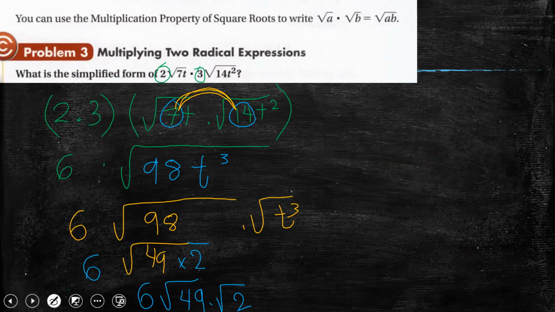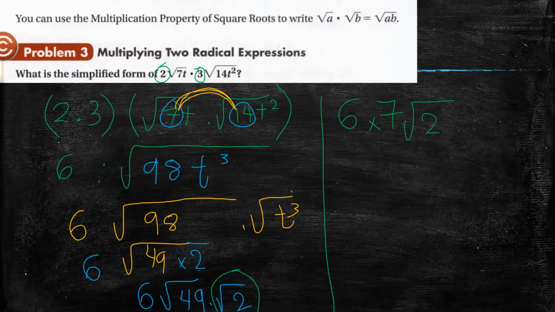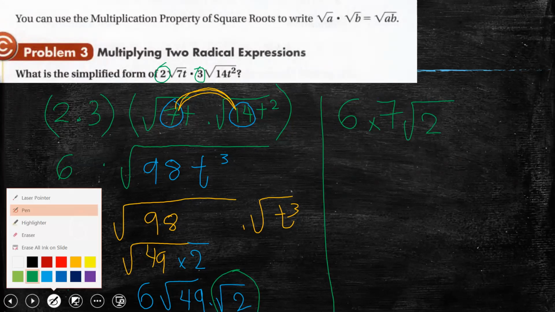Then let's continue here now. What is the square root of 49? 7. So we have 7. Then what is the square root of 2? Keep it as square root of 2. Then let's come back now to the variable here.